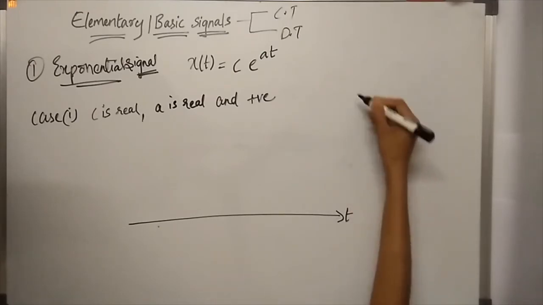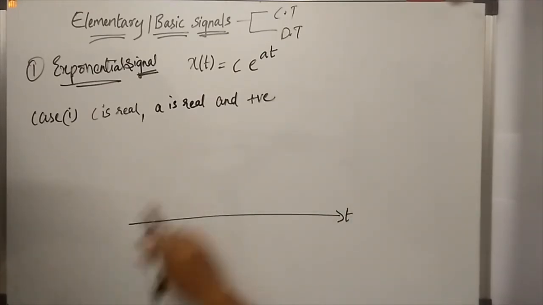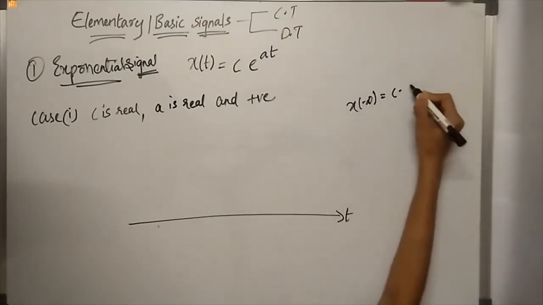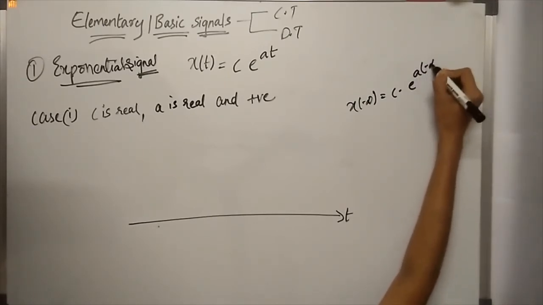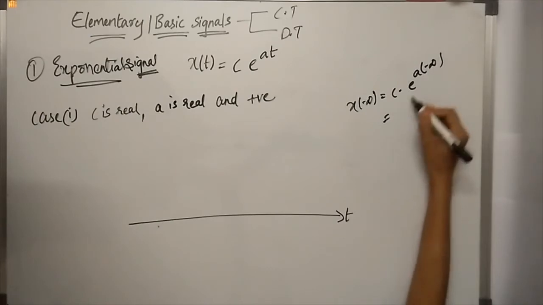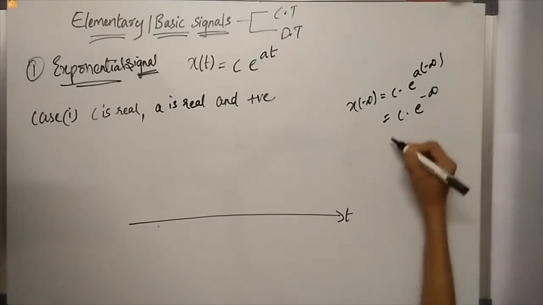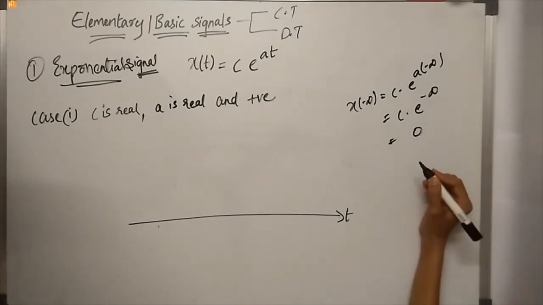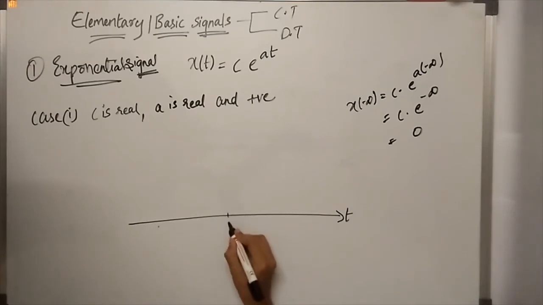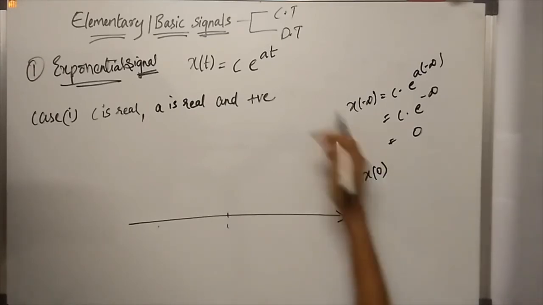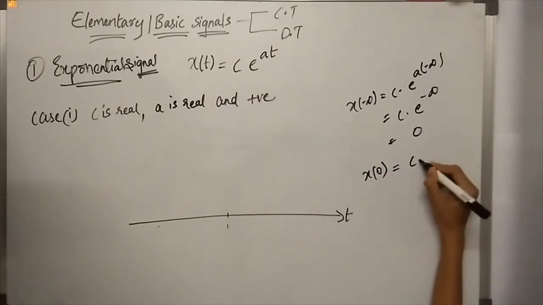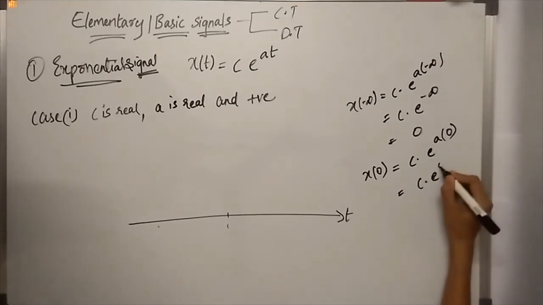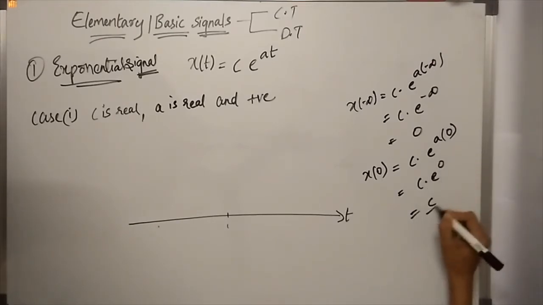I'm just taking when t equal to minus infinity, substitute t equal to minus infinity. X of minus infinity is nothing but c e power of a, replacing t by minus infinity, which is c e power of minus infinity. E power of minus infinity is 0. Similarly, t can take a value of 0. So x of 0 equal to c e power of 0. E power of 0 is 1, so this is nothing but c.